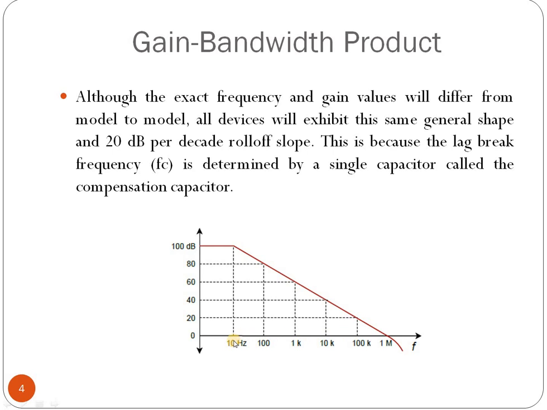In this way the gain decreases for any device. In general, I say this is for a general curve. From model to model the values may vary, and it has a break frequency, that is FC, where the constant gain starts to roll off. So this 10 Hz is the break frequency for this fixed model op-amp.